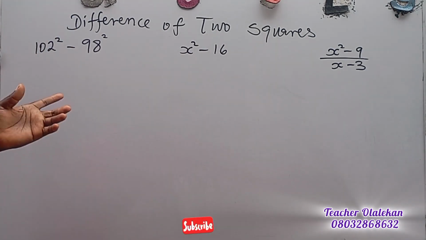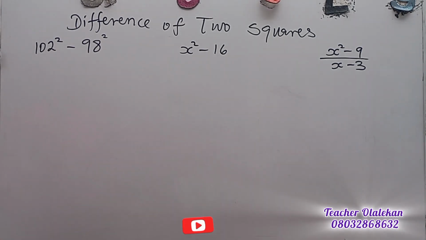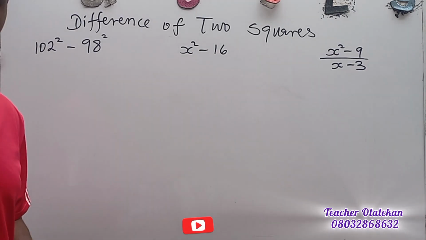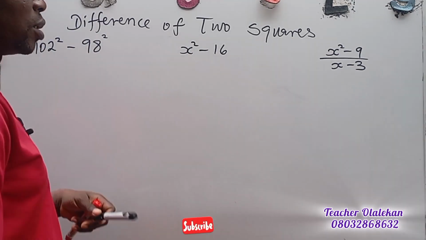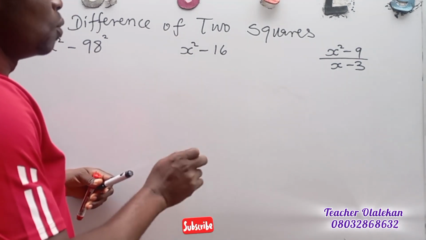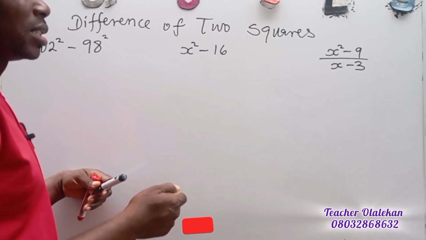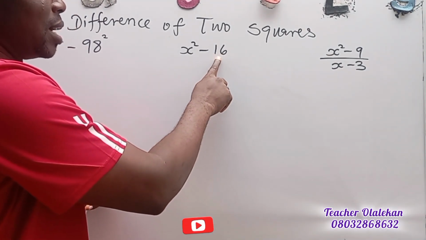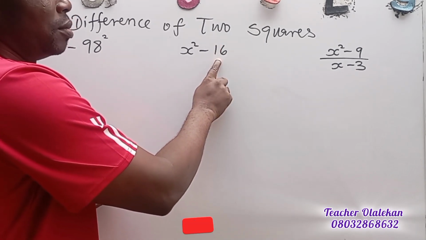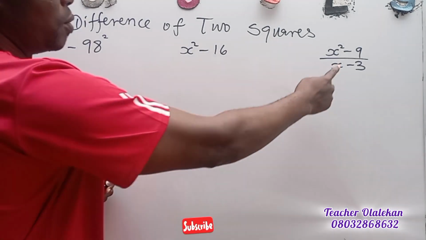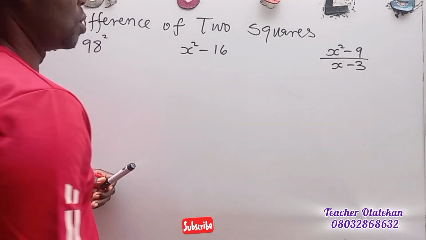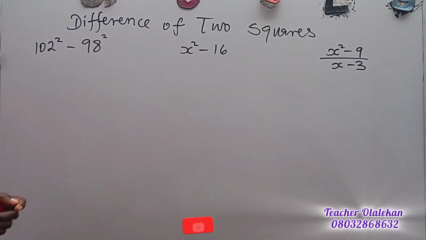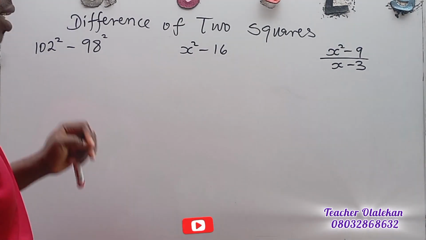So how do we do this? Like I told you in our previous video, that is the introductory part of difference of two squares. Difference of two squares is applied when the figure can be expressed as a square number. For example, 16 can be expressed as 4 squared, right? Same thing with this, 9 can be expressed as 3 squared. And do not forget that they must also be separated by a negative sign.